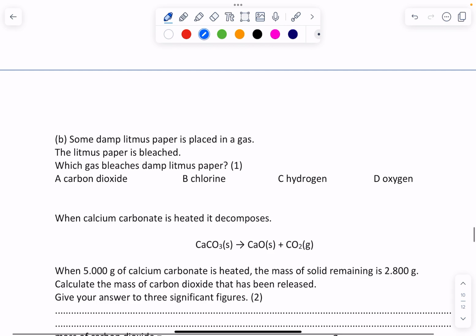Some damp litmus is placed in a gas. The litmus paper is bleached. Which gas causes it to bleach? So the gas is chlorine. Remember, carbon dioxide turns lime water cloudy, hydrogen burns with a squeaky pop, and oxygen relights a glowing splint.